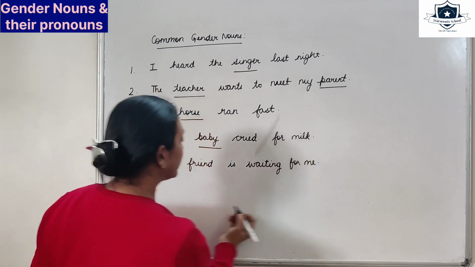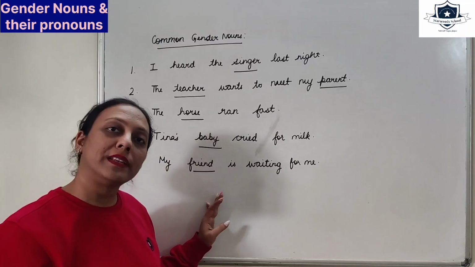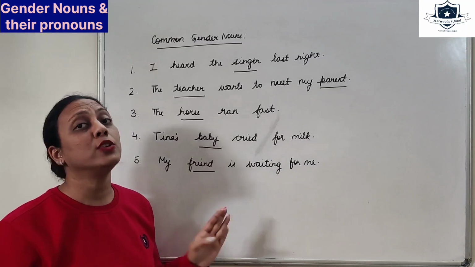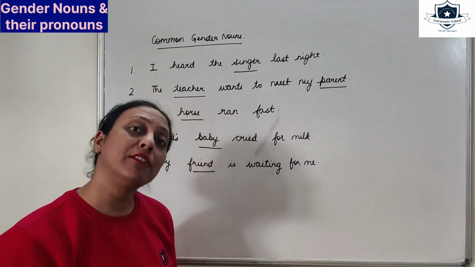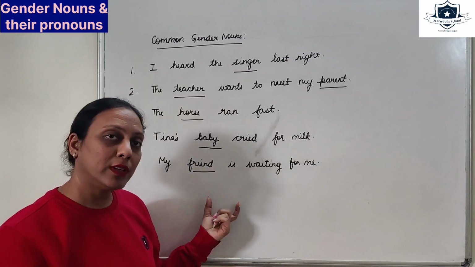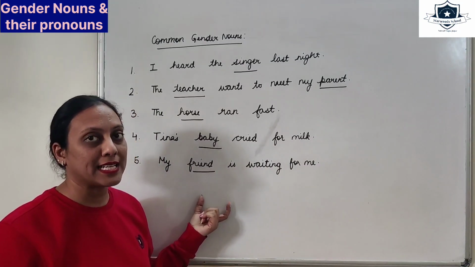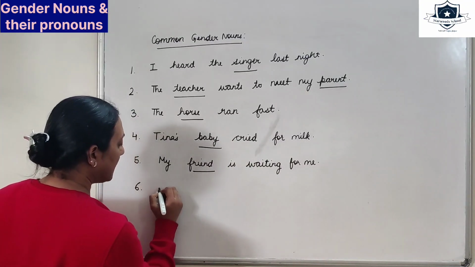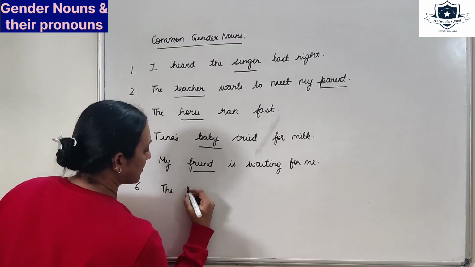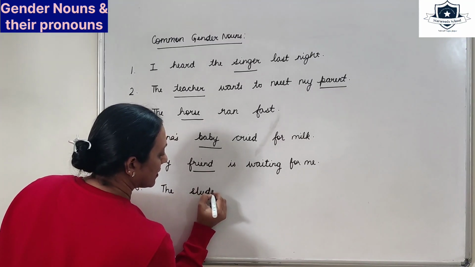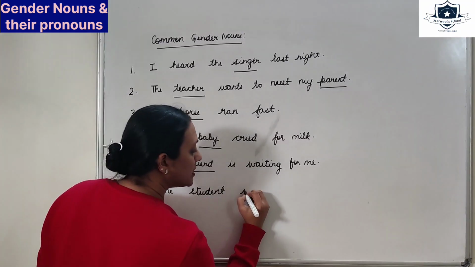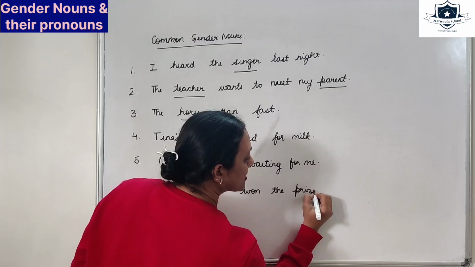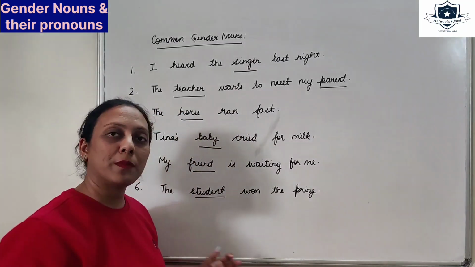Friend is a common noun. My friend is waiting for me. But with this sentence, can you judge it is a female friend or it's a male friend that is waiting for you? No. So that is a common word used for friend. That is a common gender noun. One more example we can take. The student won the prize. Student is a common gender noun.